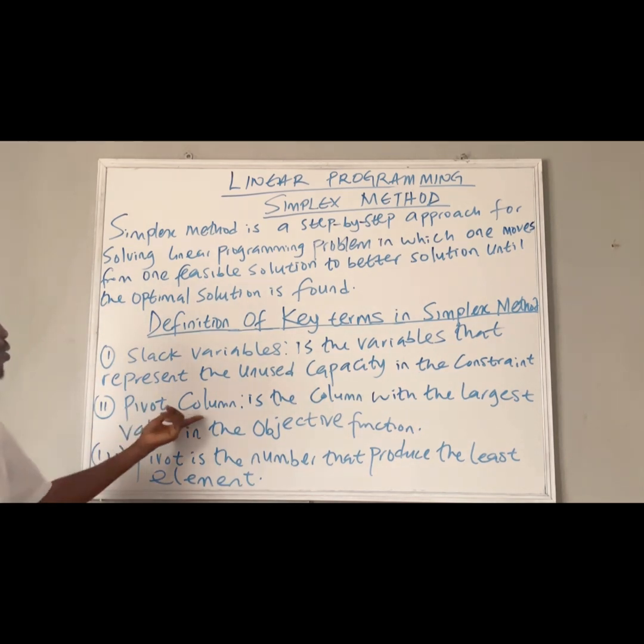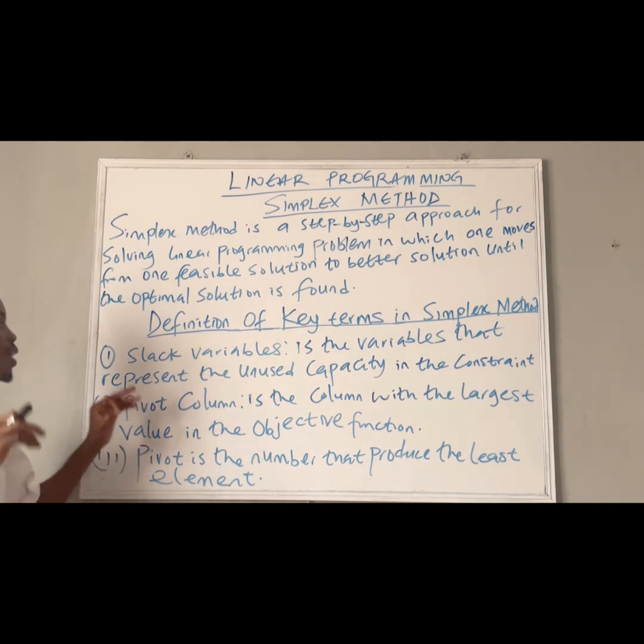Pivot. Our pivot column. What's our pivot column? Pivot column is the column with the largest value in the objective function. In Simplex Method, we use a matrix form to form our what? To form our objective function inside it and our column, our constraint on it.